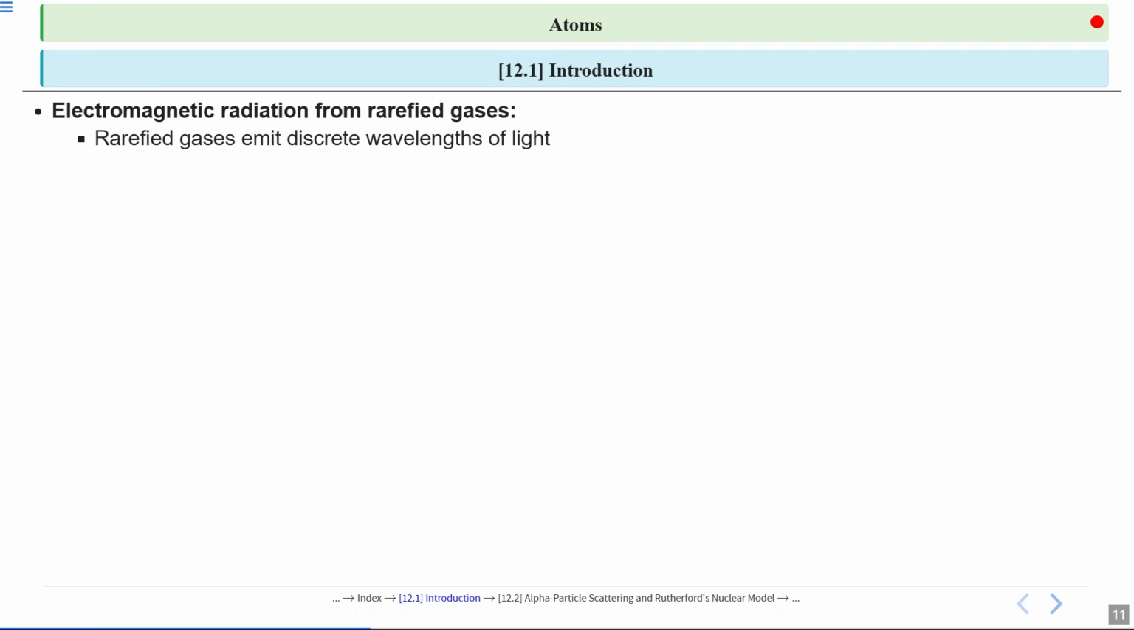Now notice that the rarefied gases emit light at only certain specific wavelengths. This means they don't give off a continuous rainbow of colors, but instead produce light at distinct points in the spectrum. This is different from what we see with something like a regular light bulb, which emits a broad range of colors. So let's see how these gases can be made to emit light.